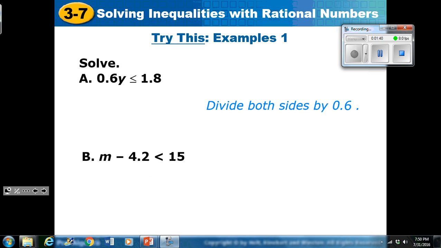And our next problem, y has been multiplied by 0.6, so we're going to divide both sides by 0.6. This cancels down to 1, or 1y, which is just y. Copy your is less than or equal to, and then you have to evaluate 1.8 divided by 0.6, and that equals 3. So y is less than or equal to 3.